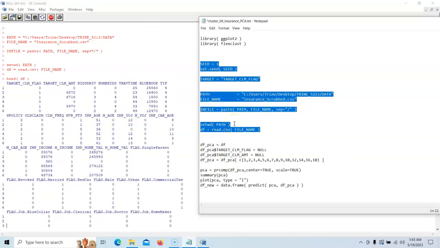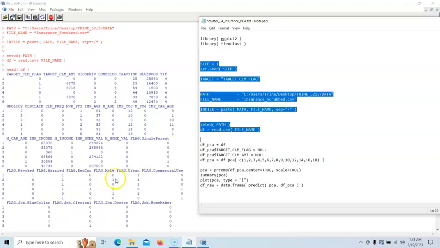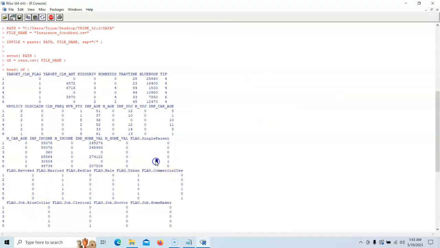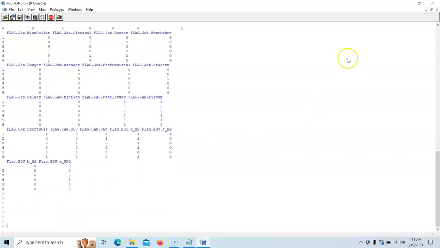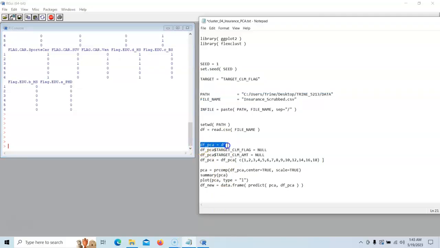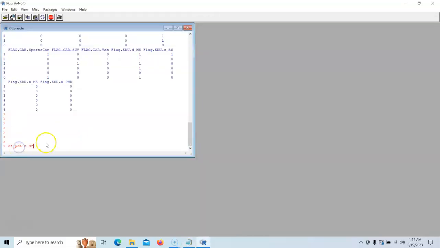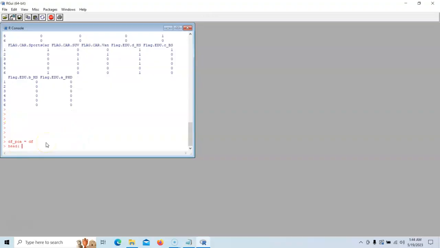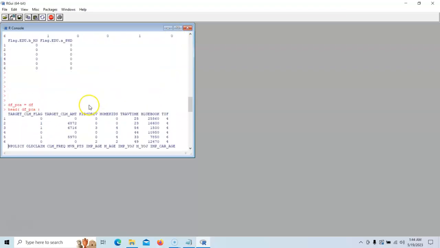Now, as with principal component analysis, we do not want to use flag variables in our clusters. You only want to use continuous variables. So we're going to only use those. Let's start off by first making a copy of our data set. So I do head df principal component analysis. There you go. So we've got the data set.